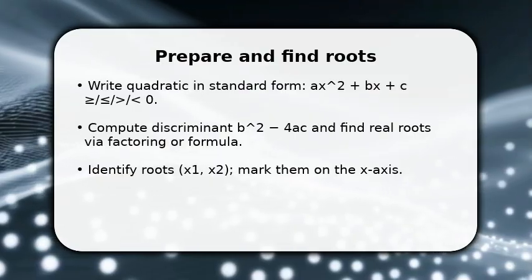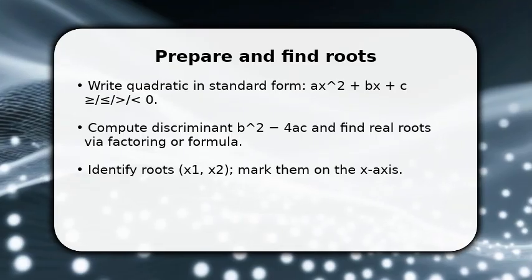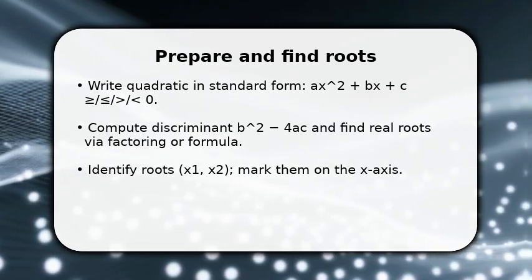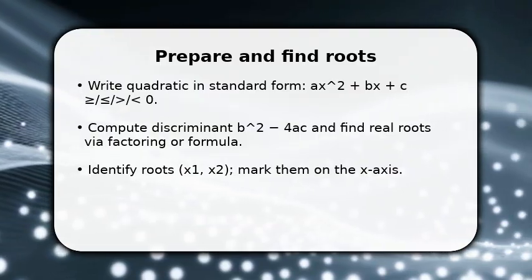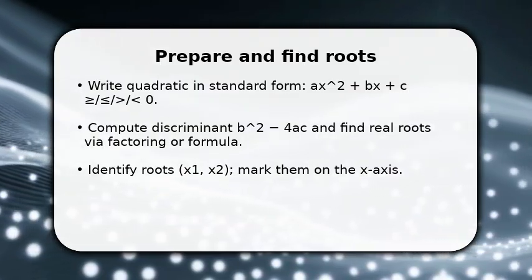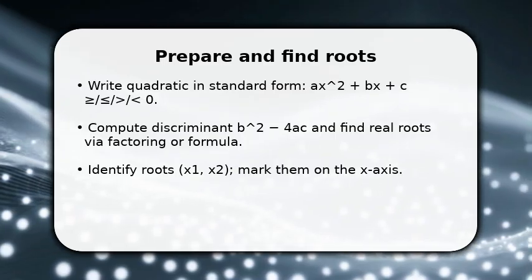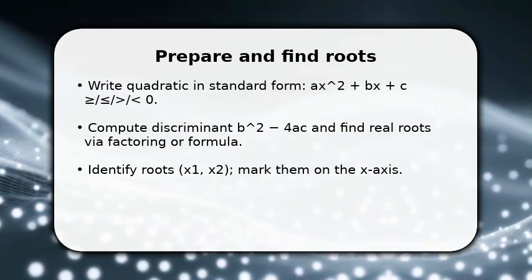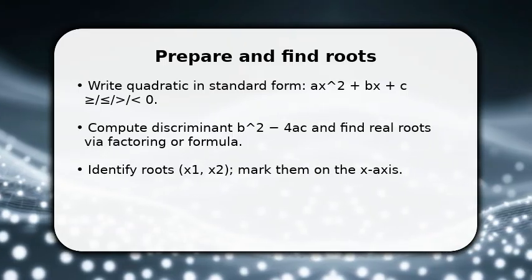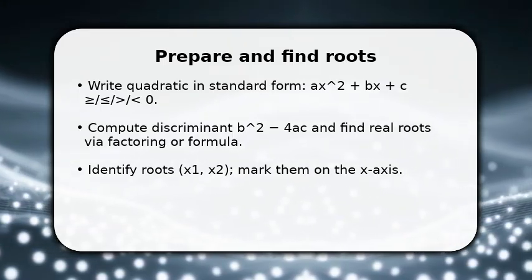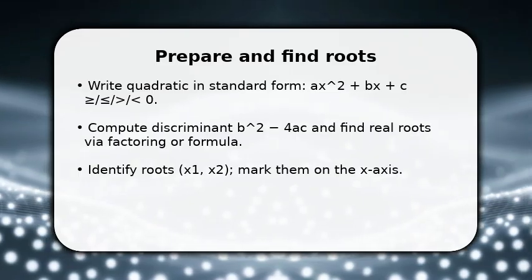You start by rewriting the inequality so one side is 0. Get ax^2 + bx + c compared to 0. Once done, compute the discriminant to know if real roots exist, then use factoring or the quadratic formula to find x1 and x2. Make sure to simplify and place these exact root values on the x-axis now, because these points split the number line into intervals you will test next.